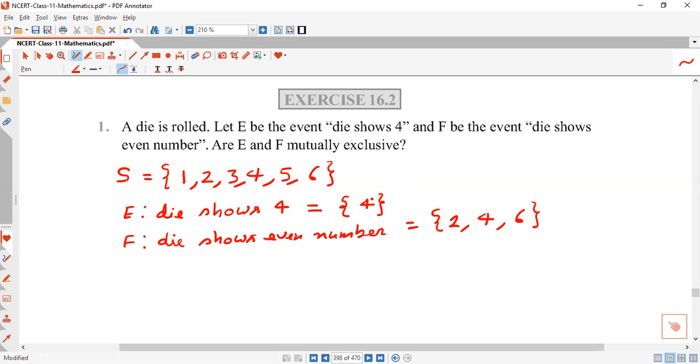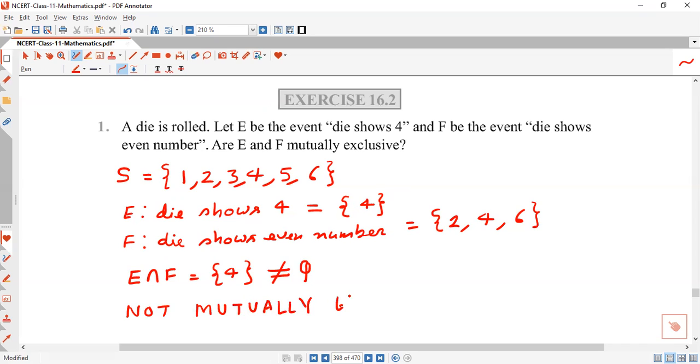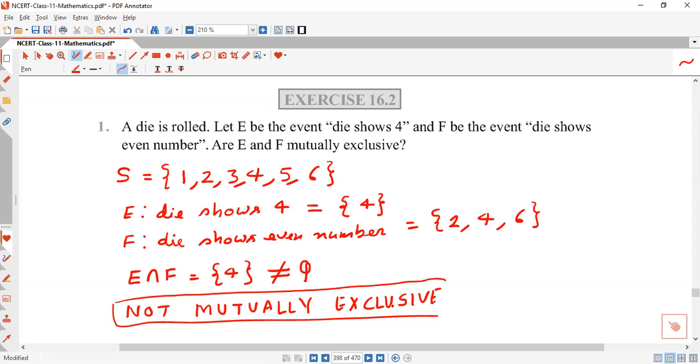Now look here, E and F. The intersection E intersection F comes out to be 4. So it is not the null set. That's why the events are not mutually exclusive. So events are not mutually exclusive because their intersection is not equal to phi.